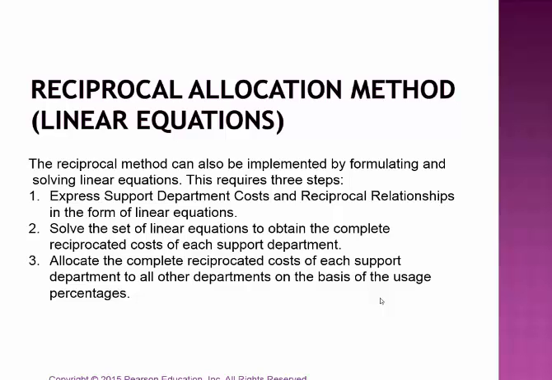We just saw the data. One is 30% of another, and the other one is 10%. Alright, we're going to solve the set of linear equations algebraically in order to obtain the complete reciprocated cost of each support department. And then finally, we're going to allocate those out. We're going to allocate the complete reciprocated cost of each one of those support departments onto all the other departments based on those original amounts of usage.